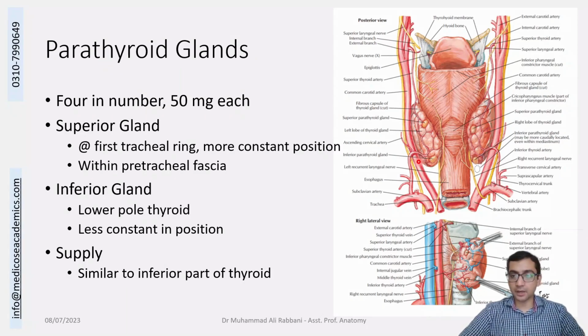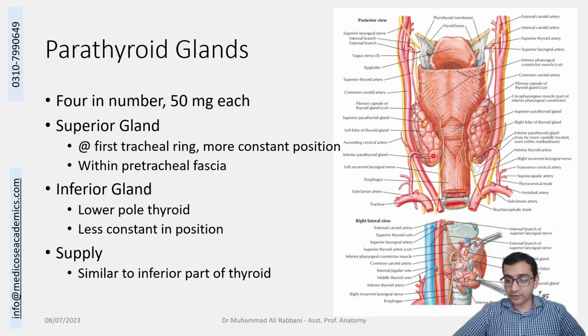Embryologically speaking, they have migrated a long way, and due to this long migration, they have a very variable pathway and a very variable location, depending on the height and embedding in the fascia. It is present at the lower pole of the thyroid gland, and sometimes above it, sometimes below in the mediastinum, and it may be present outside the fascia, inside the fascia, and even within the gland also.